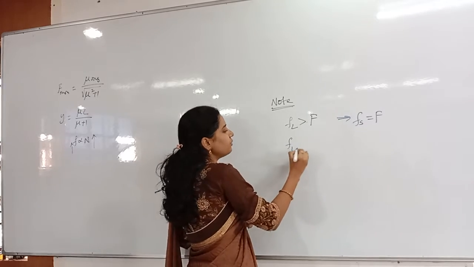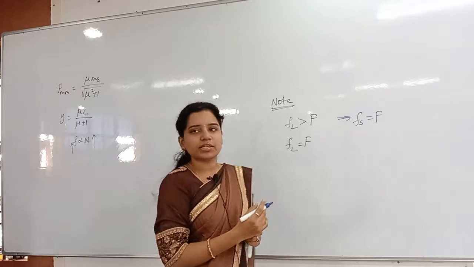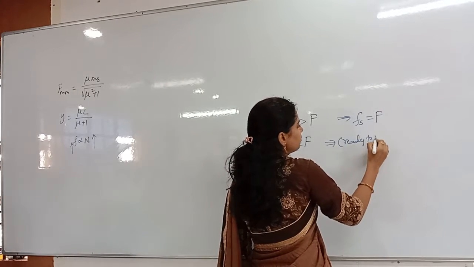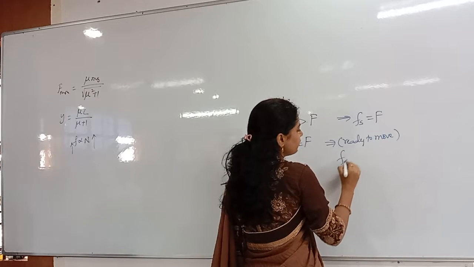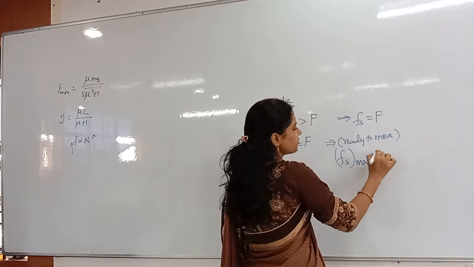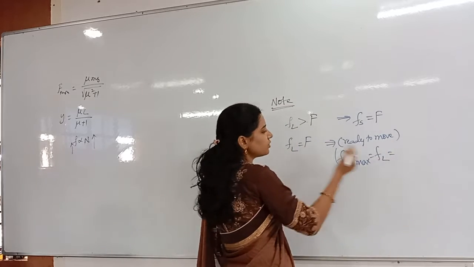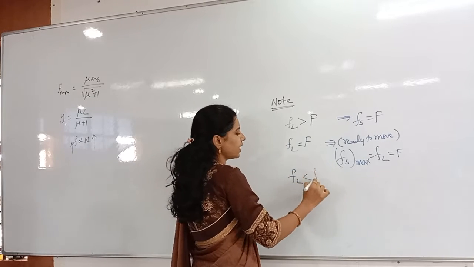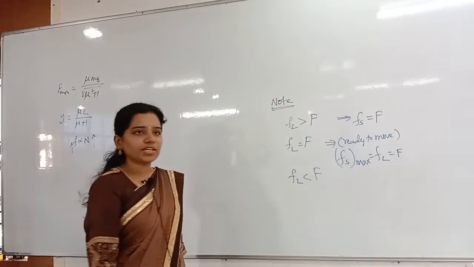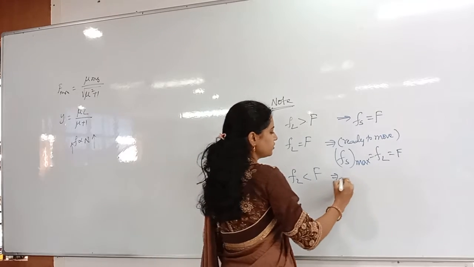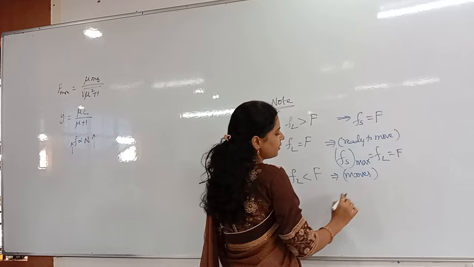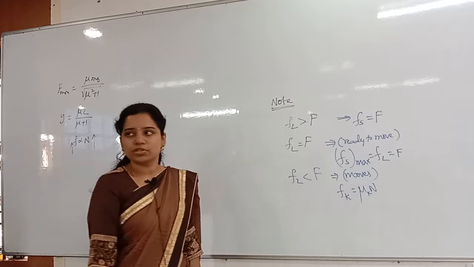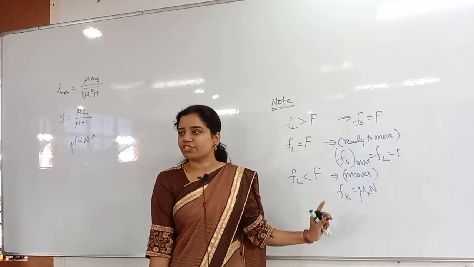Whenever the limiting friction is equal to the applied force, at that time what happens? The body is ready to move. At that time what will we get? Fs maximum. Fs maximum is equal to what? Of course FL. That FL is equal to F only again. Clear? Whenever FL is less than capital F, the body will move. So which friction will be there? Kinetic friction will be there. What is the formula? Mu k into normal reaction. Mu k value is different and mu s value is different always.